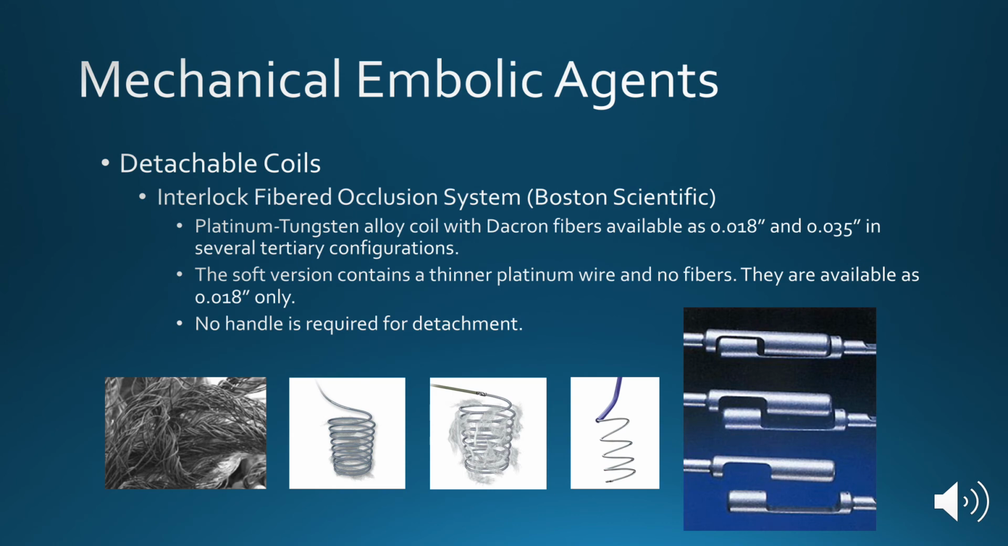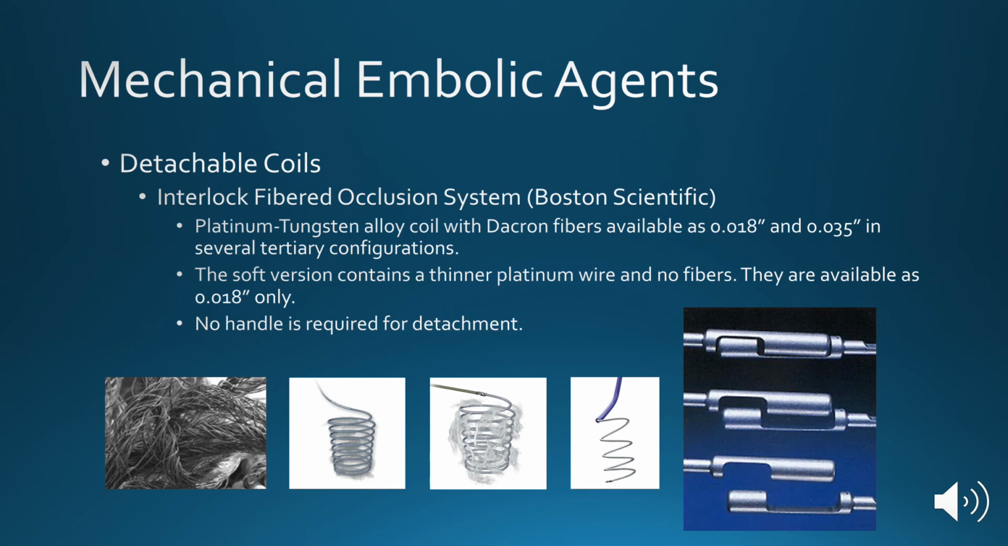There are several different detachable coils available right now. The first is the Interlock system from Boston Scientific. These are platinum tungsten alloy coils with Dacron fibers, and they are available in 018 and 035 configurations in several tertiary shapes. The soft version, the Interlock Soft, contains a thinner platinum wire and no fibers, and they're available only in the 018 size.